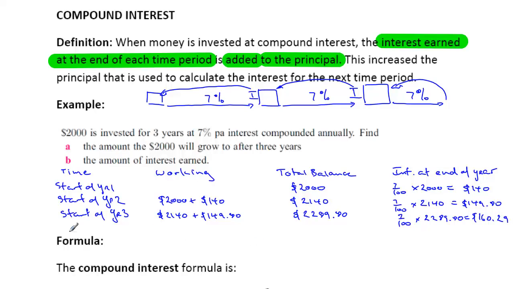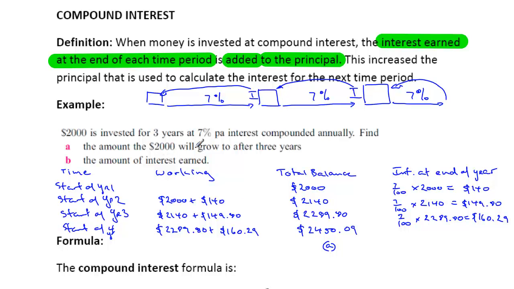$160.29. So that means that after 3 years, at the start of the fourth year, sorry, I've put there year four, start of year four, we actually don't have to go any further than this now, of course. We've got our $2,289.80. To this we're going to add the interest that was earned last year, $160.29, which gives us a total balance of $2,450.09.